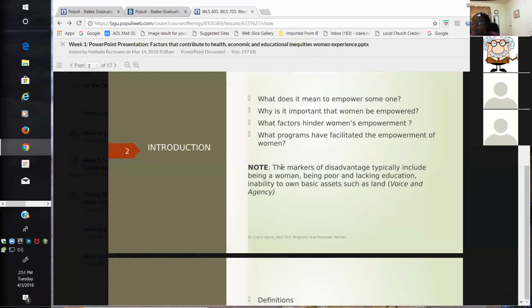And then there's this note here, which is a very sobering comment on how this is reflected in society. It says the markers of disadvantage typically include being a woman, being poor, lacking education, and the inability to own basic assets such as land.